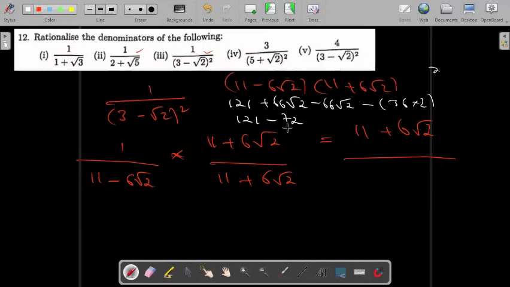What is 121 minus 72? What do we get? Anyone? What are we getting there? 49. Okay, so we get 49. So it means here we're dividing all this by what? By 49. That's what we are dividing by.